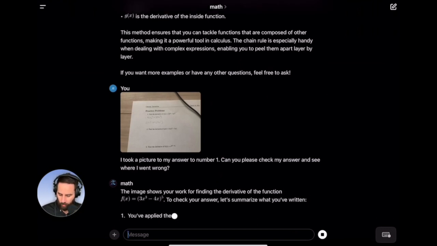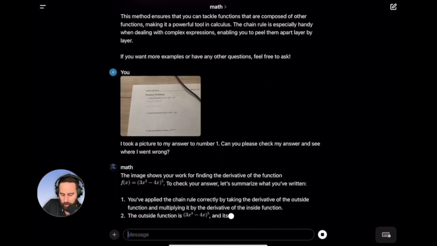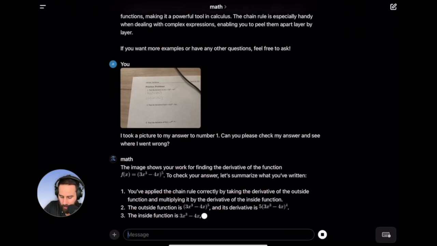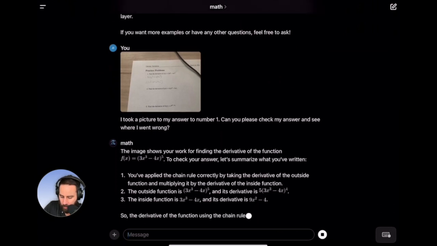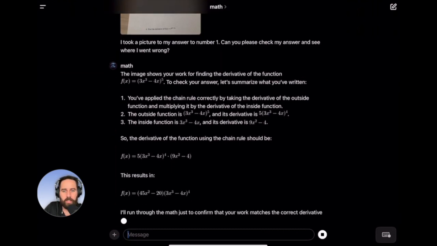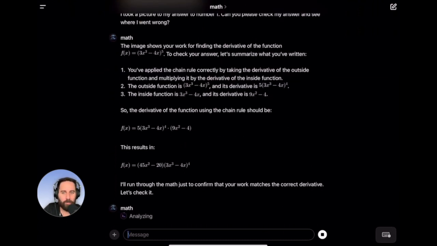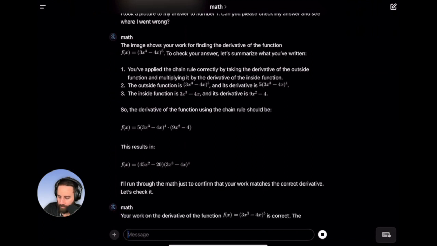This image shows your work to find the derivative of the function 3x cubed minus 4x raised to the 5th. To check your answer, let's summarize what you've written. You've applied the chain rule correctly by taking the derivative of the outside function and multiplying it by the derivative of the inside function. So it used your terminology. That's really cool. As it's going, it's using your terminology that you're familiar with and applying it. Okay. The outside of the function, the derivative is 3x, yep.